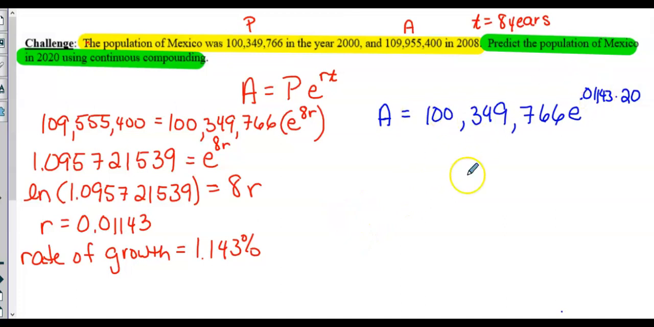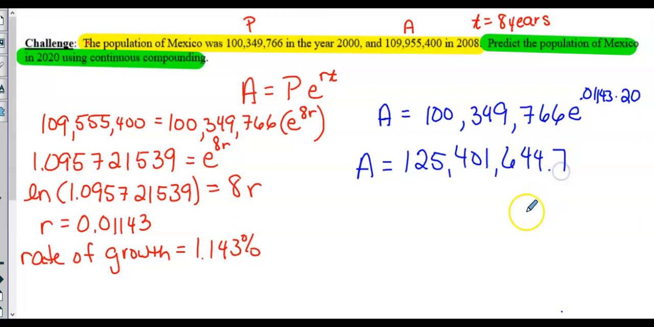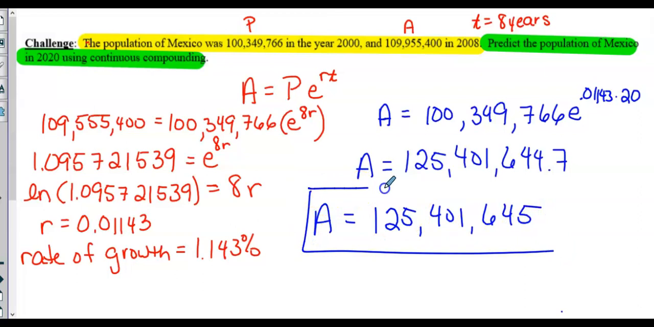So what I do is I just put this in my calculator. My predicted population, once I do that, was what my calculator got, which was this .7. What I want you to remember is we're talking about population. We can't have 7/10 of a person. So we're going to round this up. So this would be the predicted population in 2020 using continuous compounding.